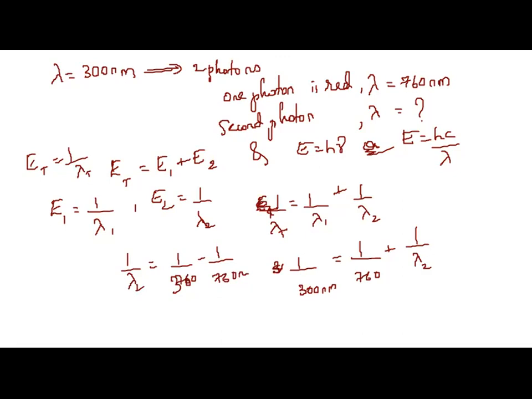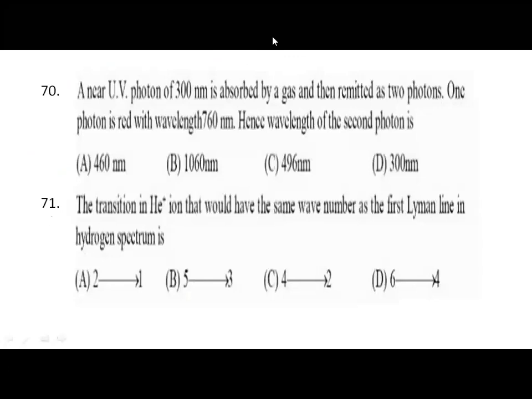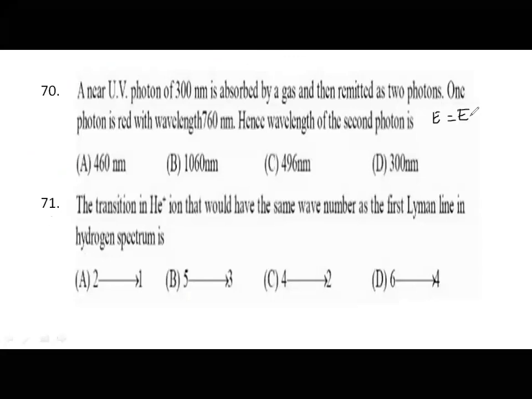So here, what formula have I used? E is equal to E1 plus E2, or I can say 1 by lambda is equal to 1 by lambda 1 plus 1 by lambda 2. So this is 300 nanometers, here it is 760 nanometers, and you have to find lambda 2. So it comes out to 496 nanometers.